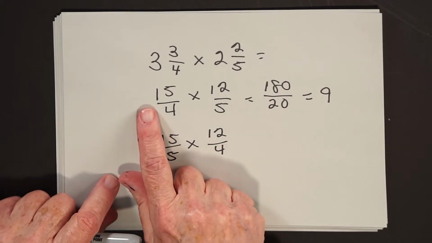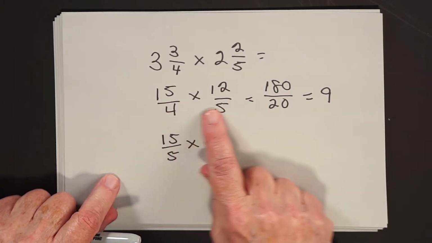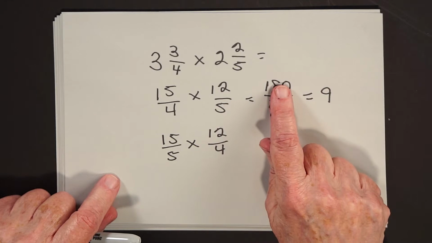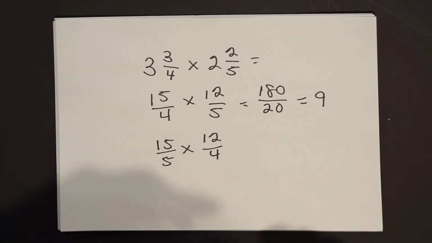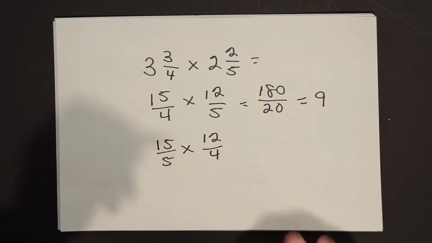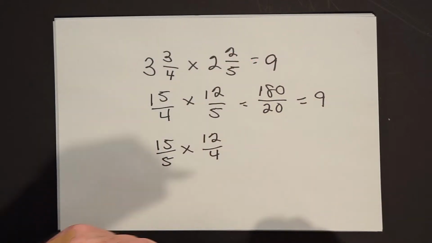And now how do we multiply? We multiply numerators, multiply denominators. That would be 15 times 12 gives me 180. 4 times 5 is 20. 180 over 20 means 180 divided by 20, so the answer is 9.